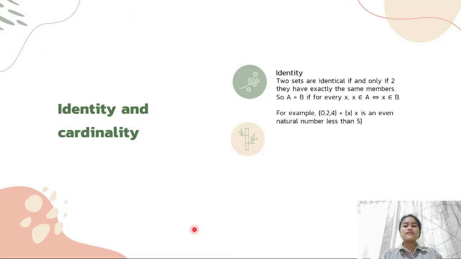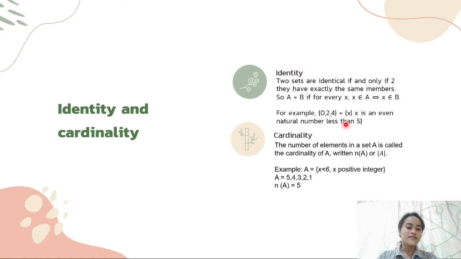Okay, now about identity and cardinality. Two sets are identical if and only if they have exactly the same members. So A equals B if for every x, x element of A implies x element of B. For example, {0, 2, 4} is equal to the set of all x such that x is an even natural number less than 5.